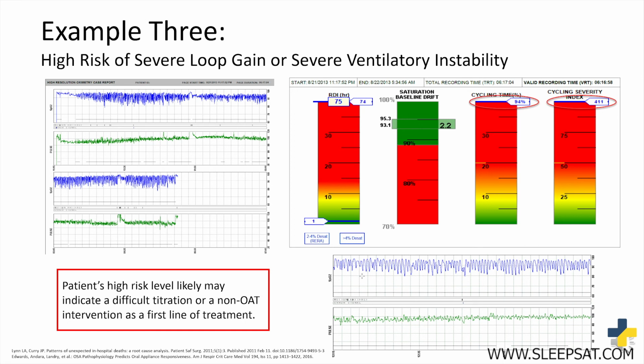Our final example of high cycling time and high cycling severity again shows an abnormal RDI combined with a high cycling time of 94% and a high cycling severity of 411. This means that 94% of the valid recording was spent in a pattern of recurring desaturation events. Based on the high cycling severity, it indicates that the desaturations were substantial and occurred with very little recovery time in between events.